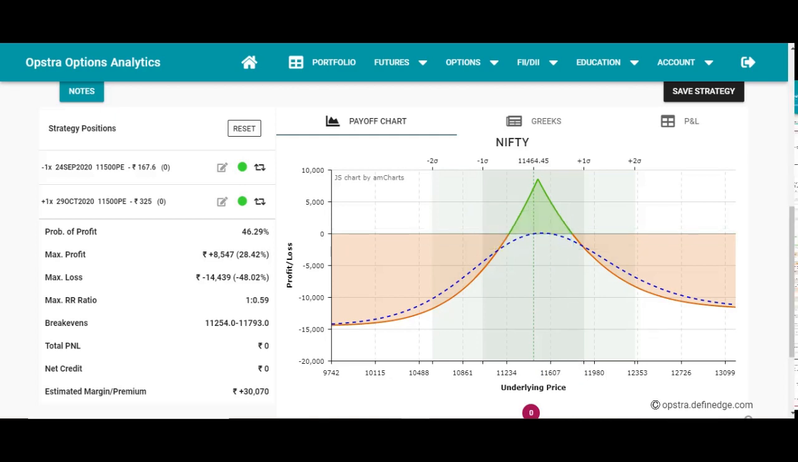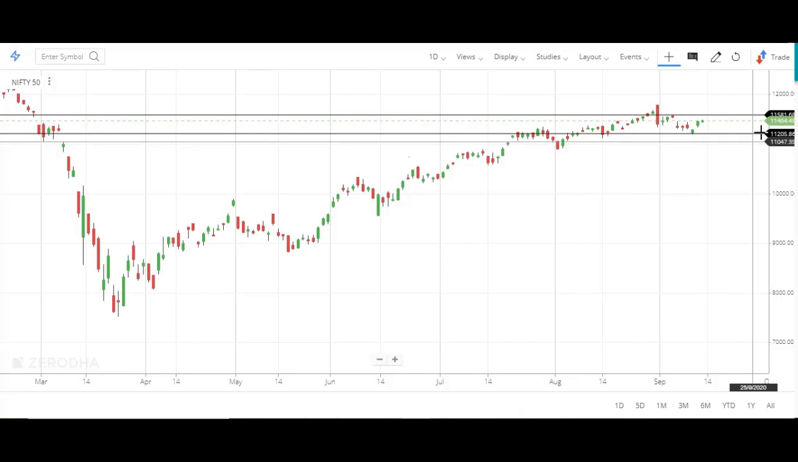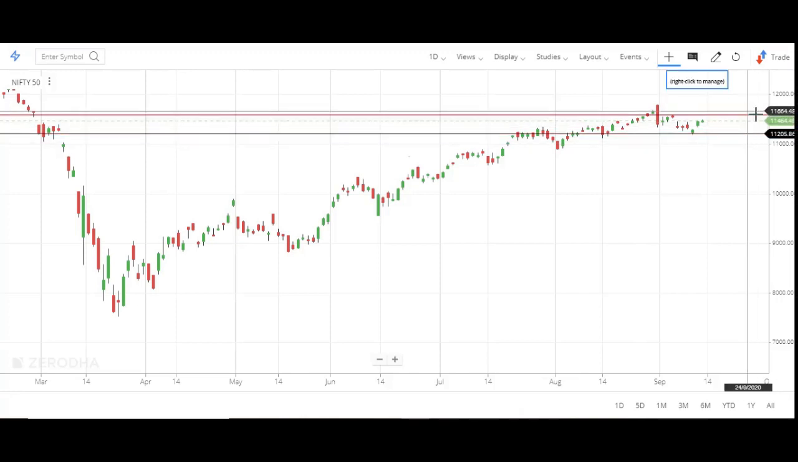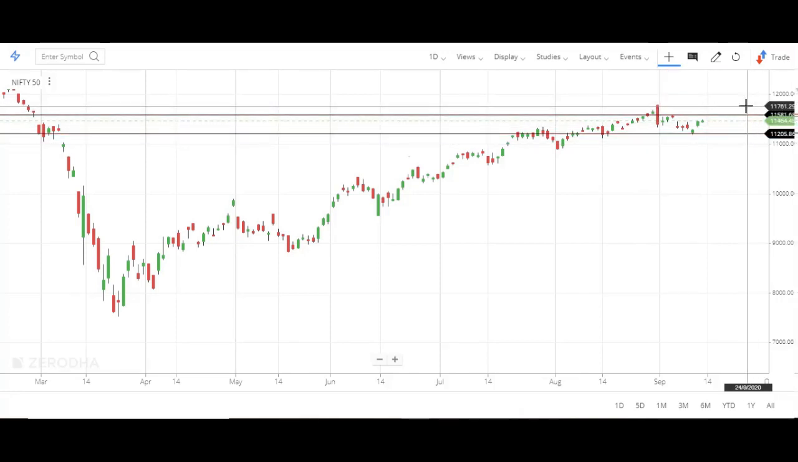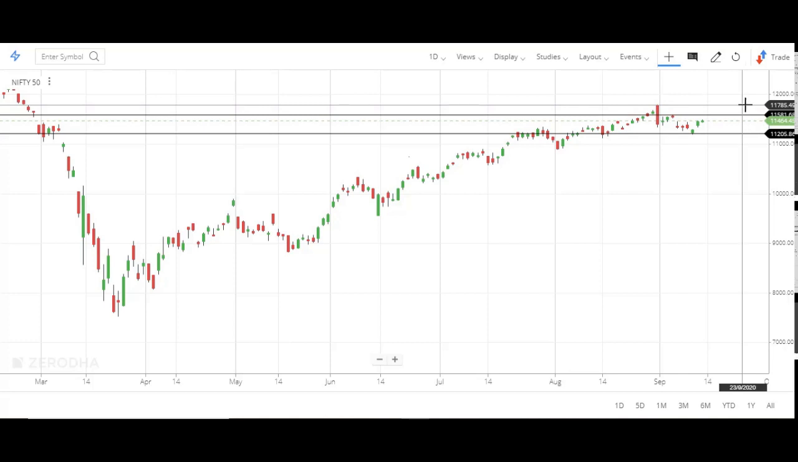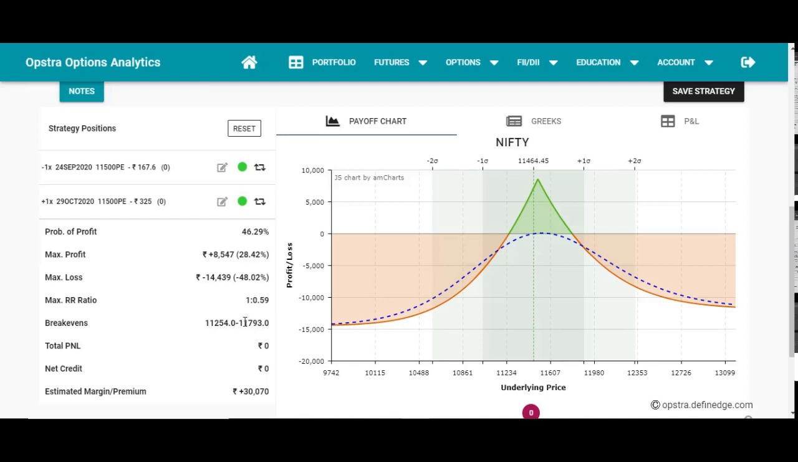In the chart we have looked at that 11,581 is the resistance, and the next resistance will be at the level of 11,785. This is the break even point, which is 11,797, and it will act as a resistance as well for the current month, and we are having a break even at this level. Also on the downside we are having a cushion till 11,254.